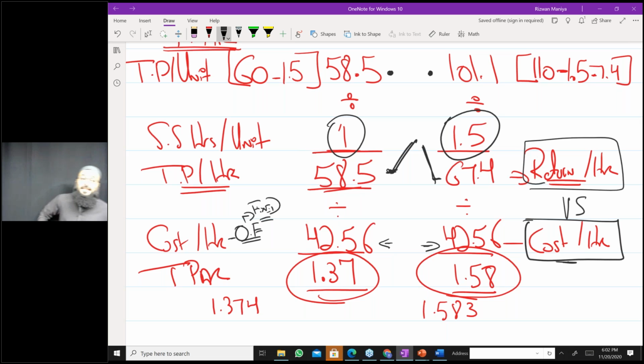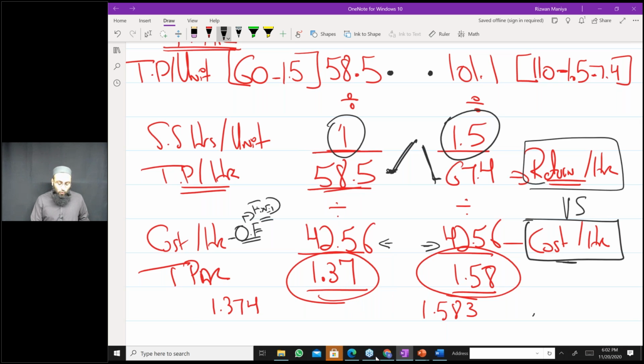Now, why is it the same for both the products? The reason is simple. Because by nature it's a fixed cost, and a fixed cost is a cost that will be the same whether it's cut, whether it's treatments, whether it's alpha, whether it's beta, whether it's anything else. So the fixed cost will remain the same for all the products. Okay. So what is TPAR? It's a comparison between return per hour and cost per hour.